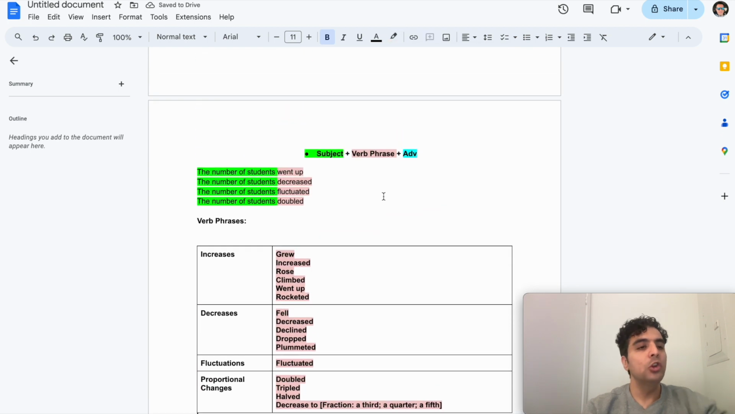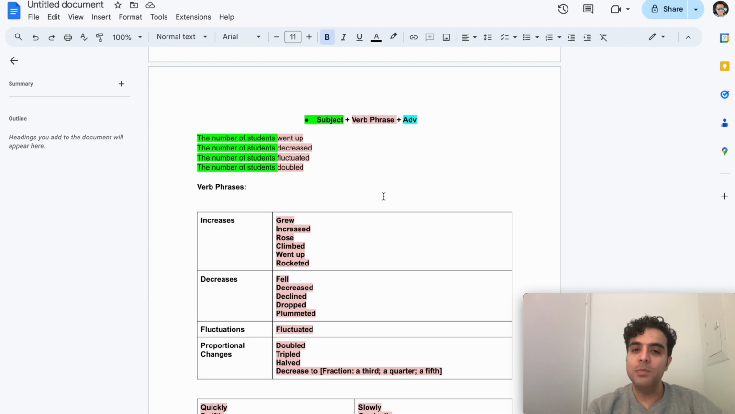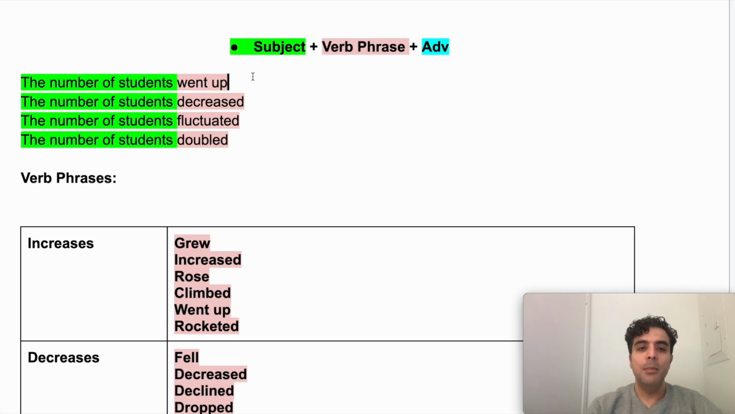Okay, so we've also looked at the adverbs that we could use. So let's add these adverbs, okay? In the first example, I'm going to say the number of students went up dramatically. So it means the change in number was great. Or we could say it decreased slowly, or it fluctuated slightly.